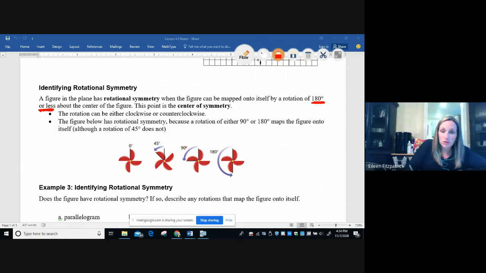Okay, so we have the line of symmetry when we're talking about reflections. We have the point of symmetry when we're talking about rotational symmetry. Okay, the rotation can be either clockwise or counterclockwise. The figure below has rotational symmetry about a rotation of either 90 degrees or 180 degrees.